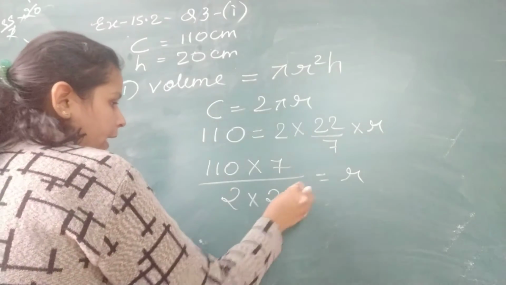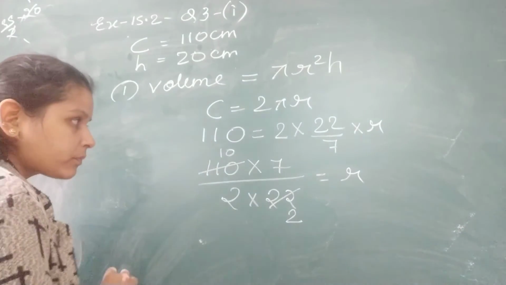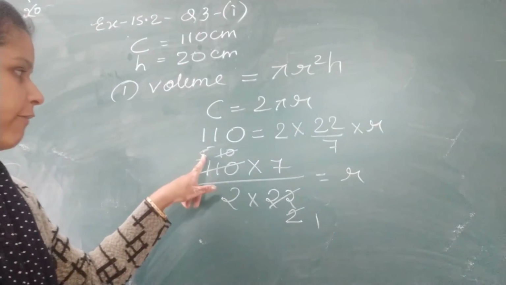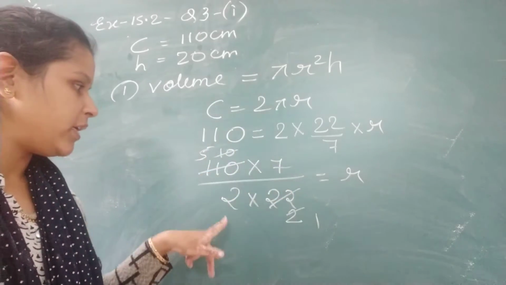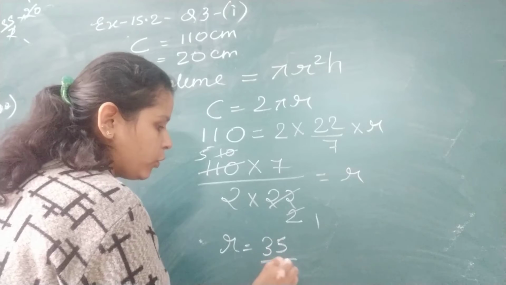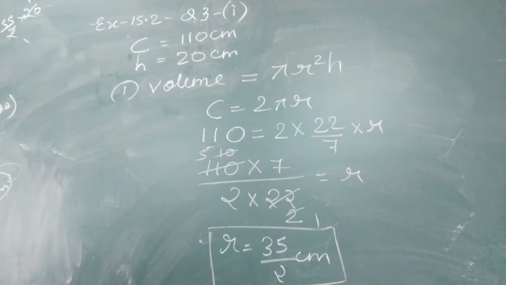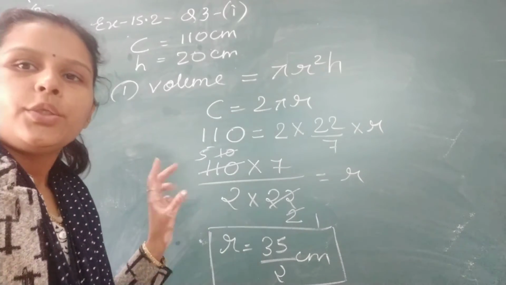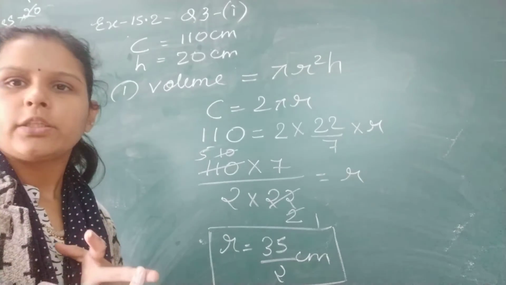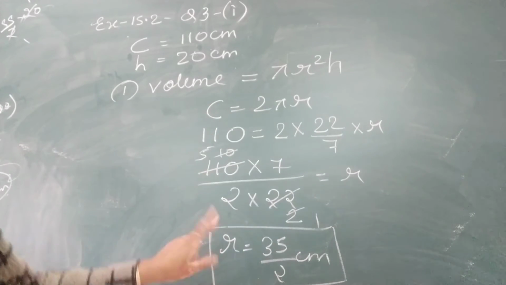Now, 11 twos is 22. 11 tens is 110. 2 ones is 2 and 2 fives is 10. So in the numerator I have 5, I have 7. 5 sevens is 35 and in the denominator I have 2. That is, the radius becomes 35 upon 2 centimeters. This is the radius of the cylinder. Now once you find the radius, you can easily find the volume and the total surface area of the cylinder by simply using the formula. Okay, so this is how you will first find the radius, by using the circumference of the circle.